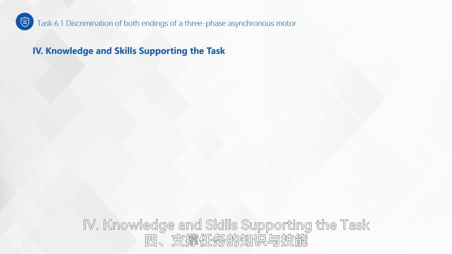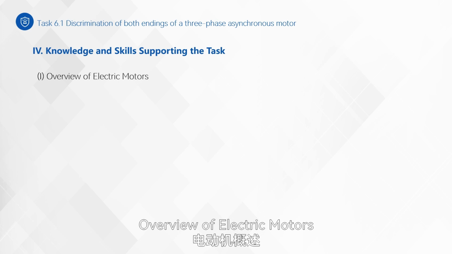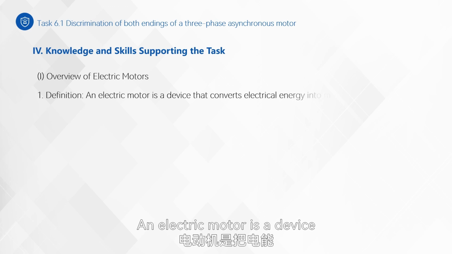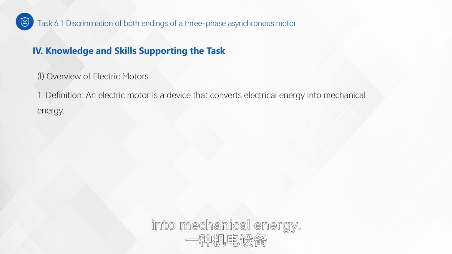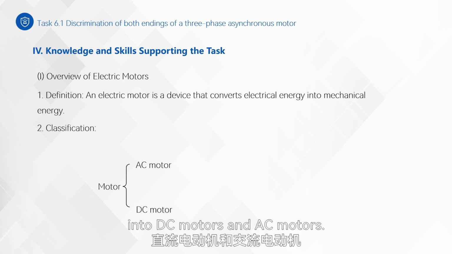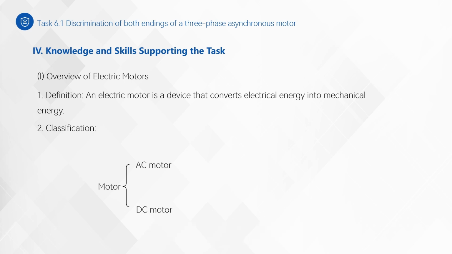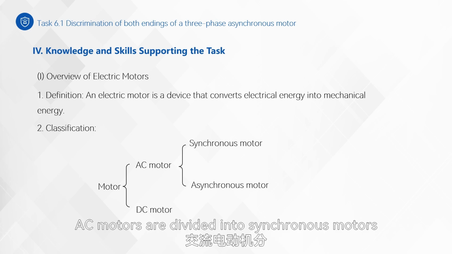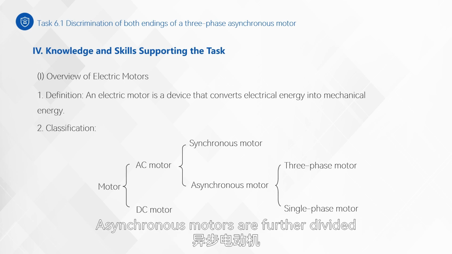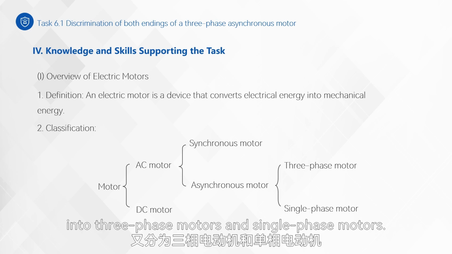4. Knowledge and skills supporting the task. Overview of electric motors. 1. Definition: an electric motor is a device that converts electrical energy into mechanical energy. 2. Classification: electric motors can be divided into DC motors and AC motors. AC motors are divided into synchronous motors and asynchronous motors. Asynchronous motors are further divided into three-phase motors and single-phase motors.